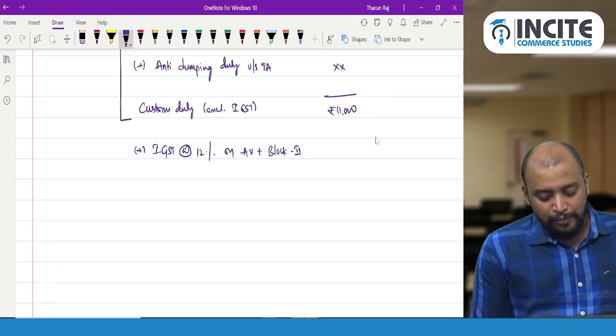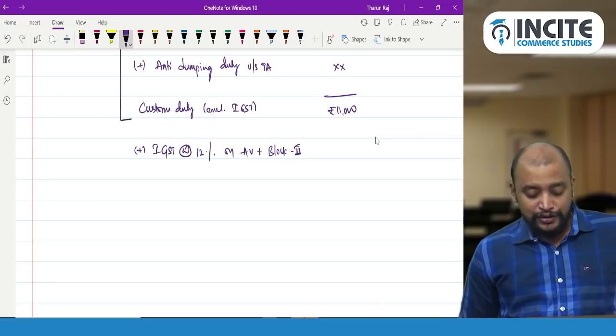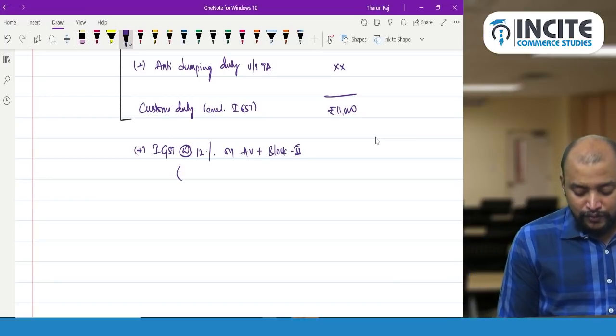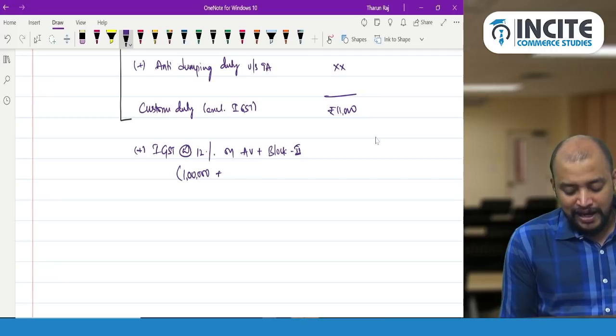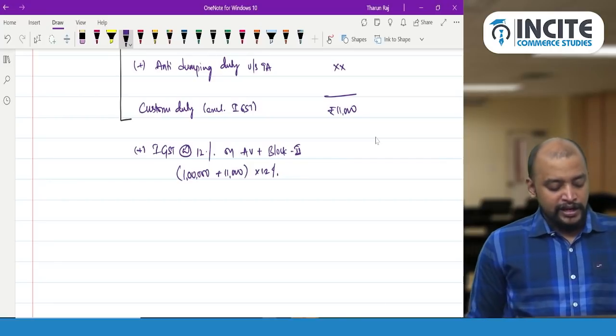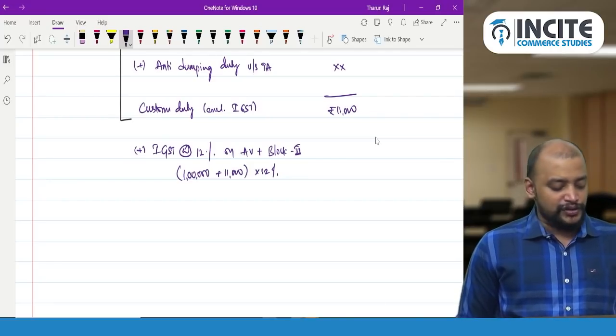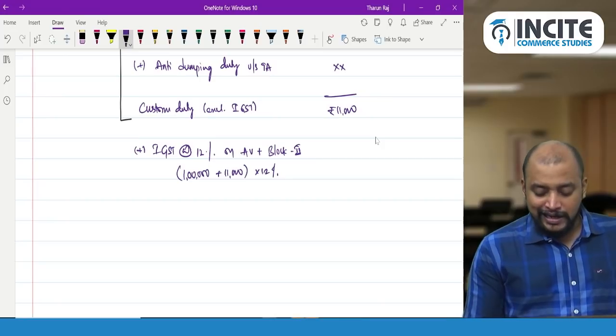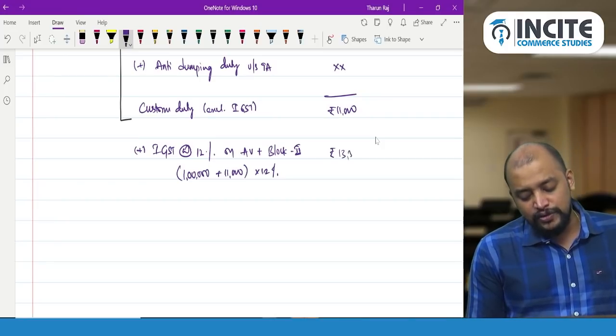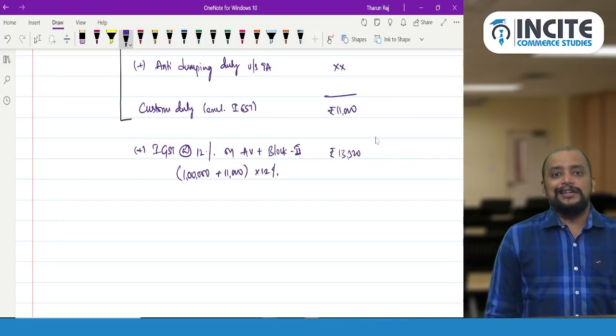So whatever is the block 2 total, up to that we need to take. So 1 lakh is the assessable value, plus 11,000 rupees we need to take. Multiply with 12%. So that is 1,11,000 into 12%. That is 13,320 will be taken as the IGST.